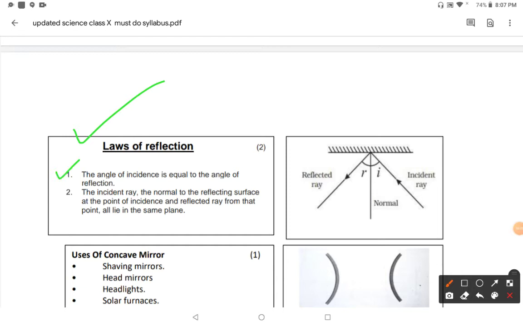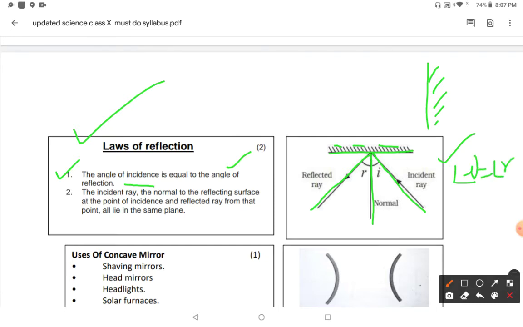The first one is that the angle of incidence is equal to the angle of reflection. It means if we see this figure, this is the plane mirror. If the plane mirror is polished on one side, this dash shows the polished part, and this is the plane mirror. And this ray is called the incident ray, and this ray is called the reflected ray, and this is the normal in between them. So angle I equals angle R. This is the first rule.